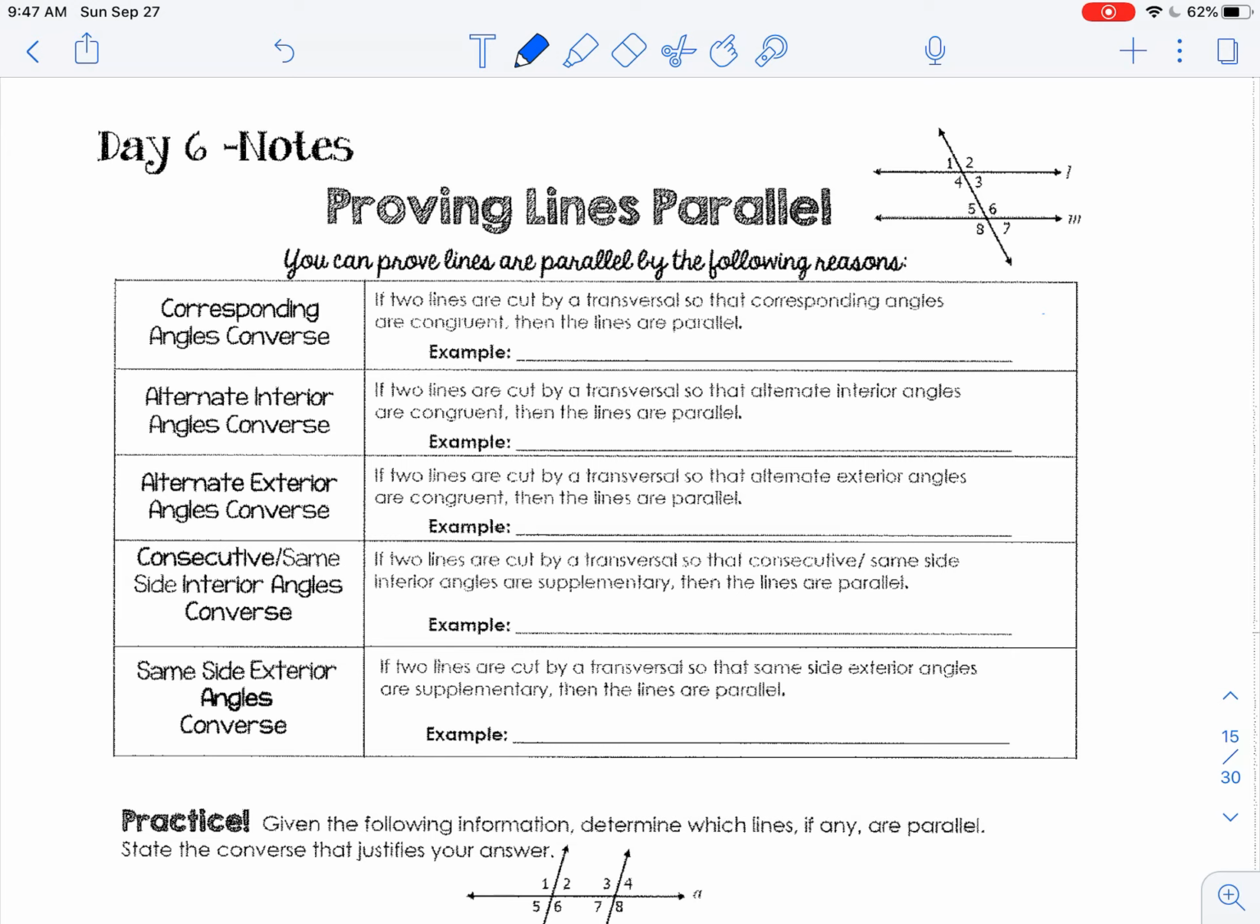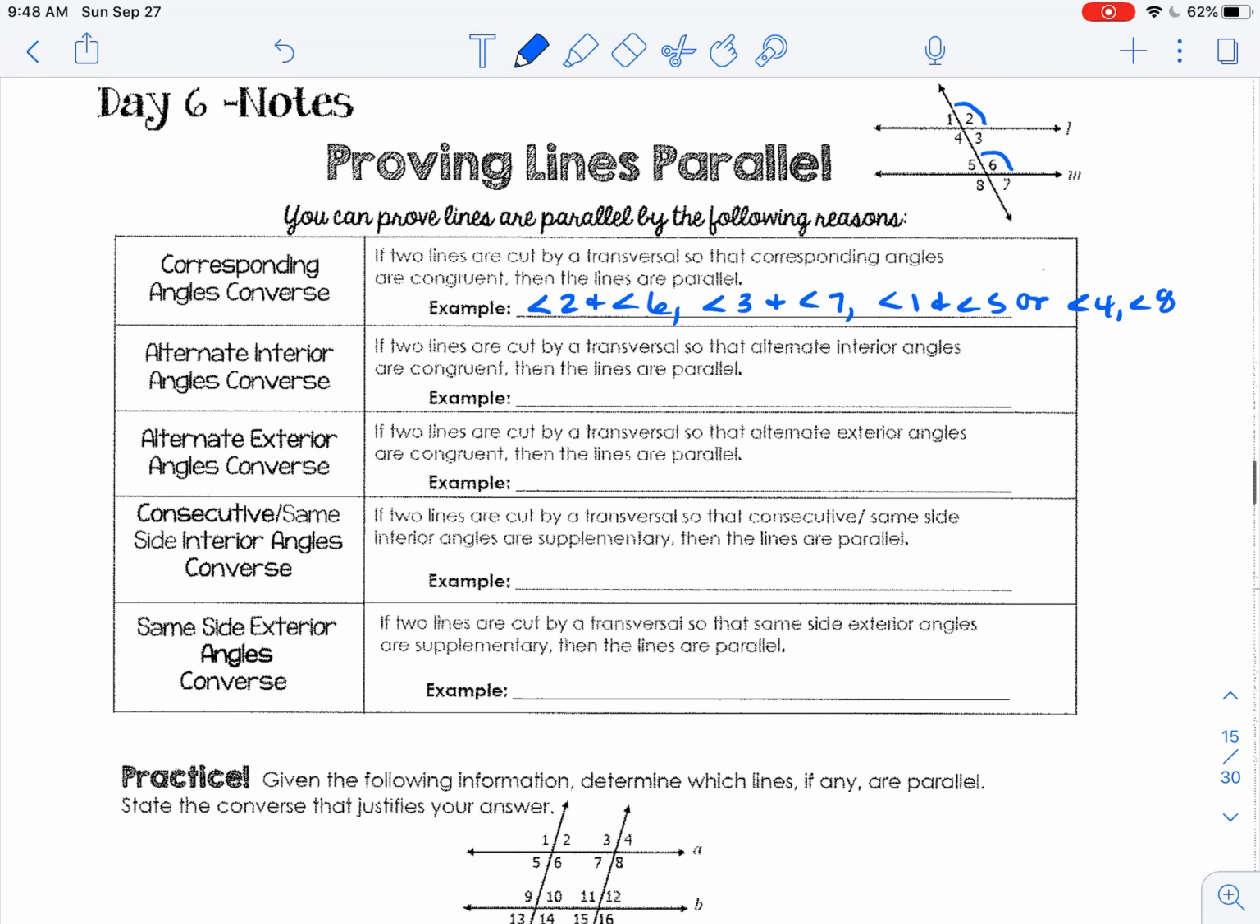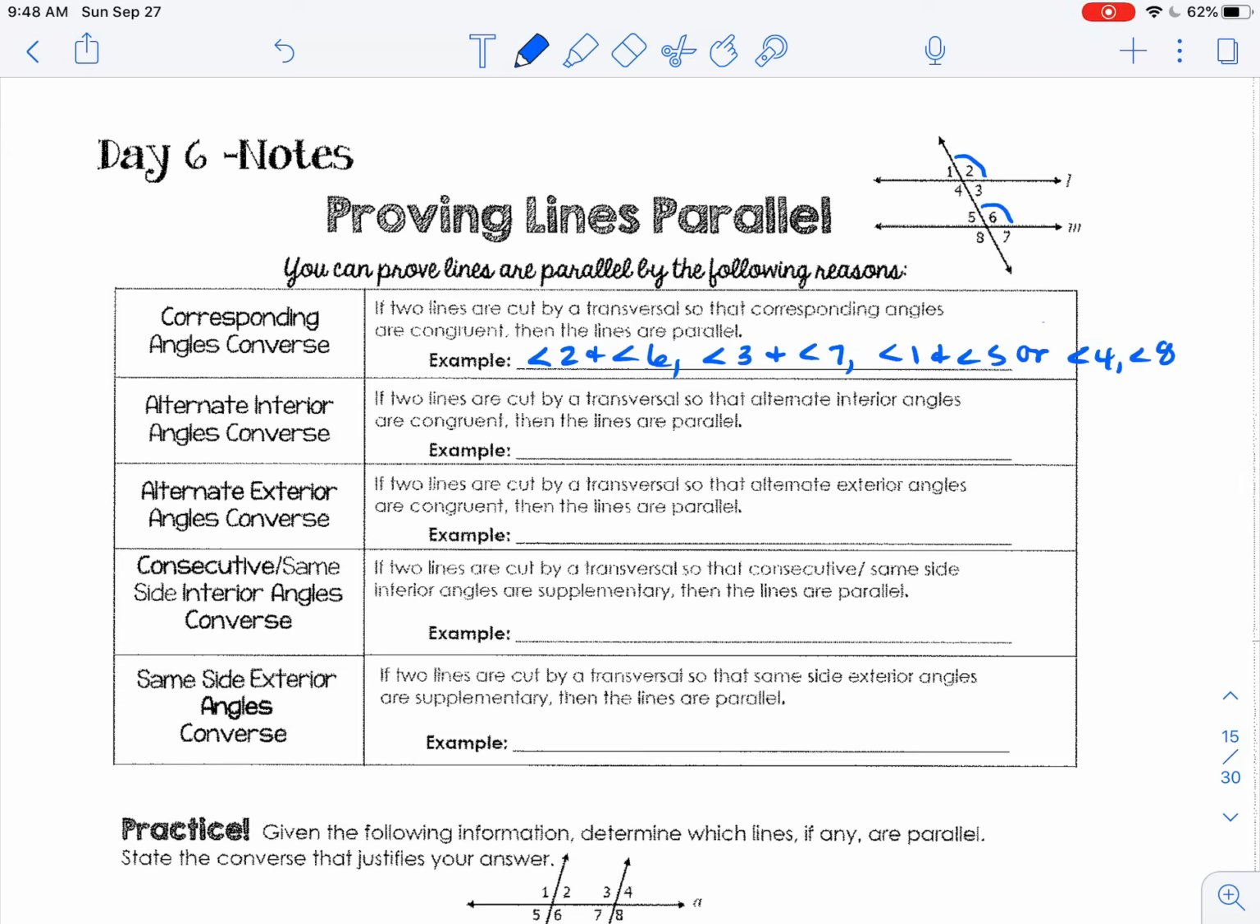So if I'm going to use the corresponding angles converse to prove the lines are parallel, I would have to identify some corresponding angles. So for example, angle 2 and angle 6. I could also say angles 3 and 7, or angle 1 and angle 5, or angle 4 and angle 8, because these are all the corresponding angles. And if these angles are congruent, then the lines are parallel.